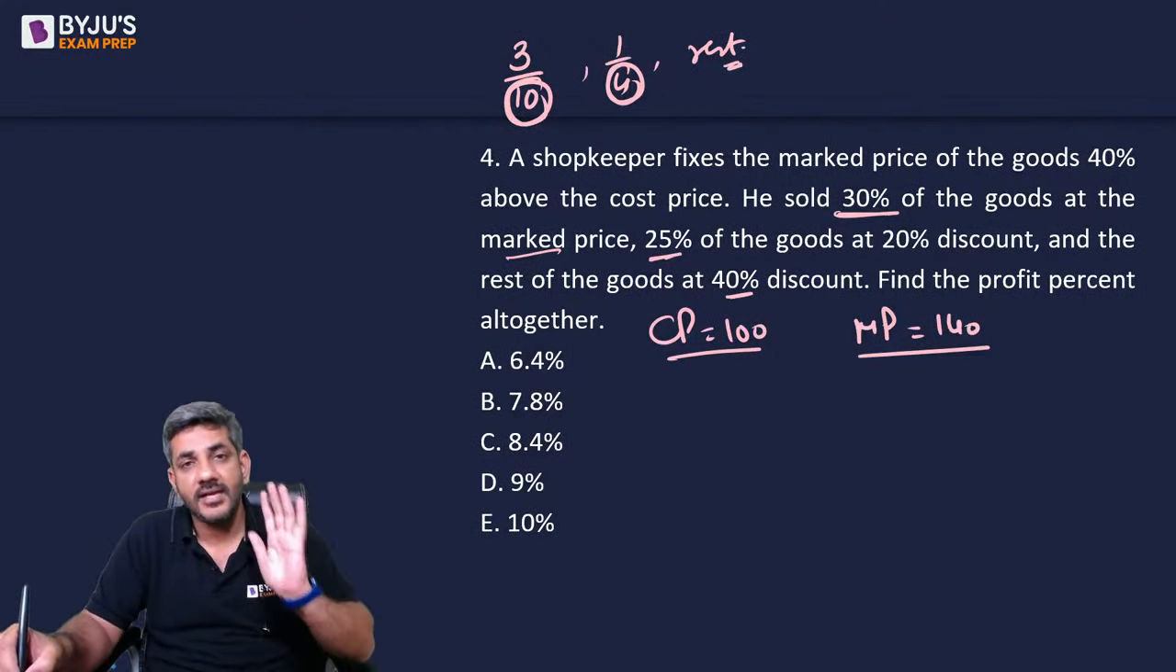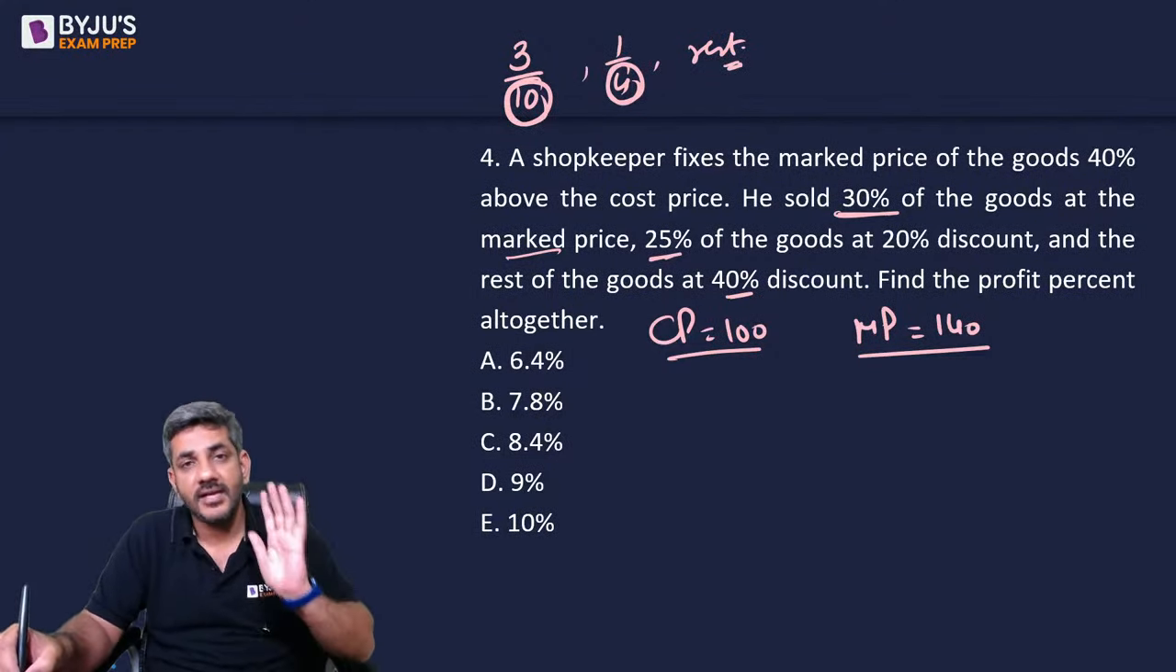So 3 by 10 of 20 is 6. 6 of them are sold at the marked price, that means at a price of 140. That means they are sold for a total of 840 rupees. 25% of them are 5, 1 by 4 of 20 is 5. They are sold at 20% discount. So 20% discount on 140 makes it 112. So they are sold for 112 into 5, that is 560 rupees.